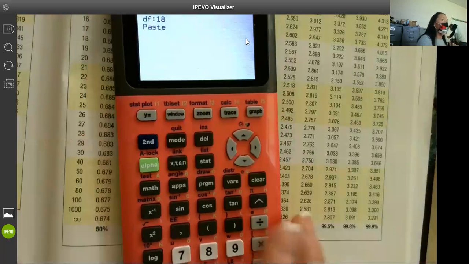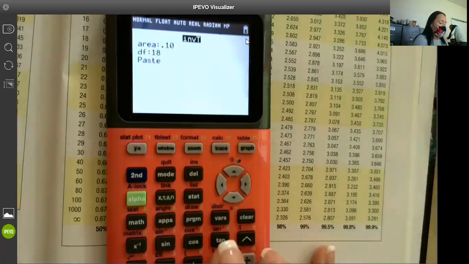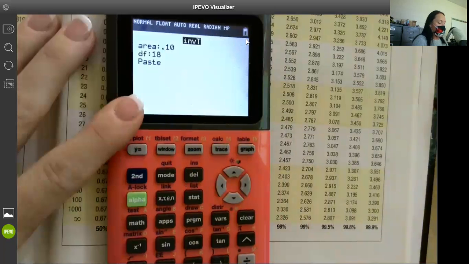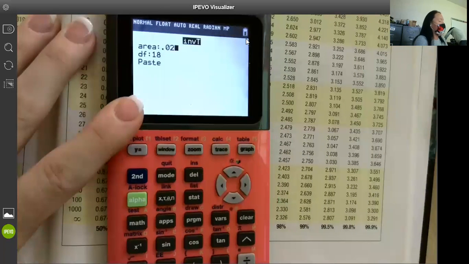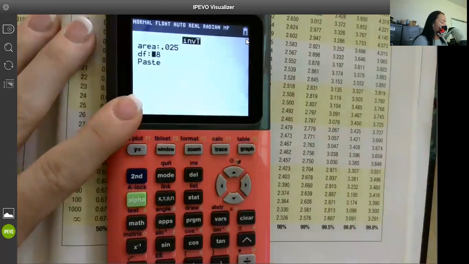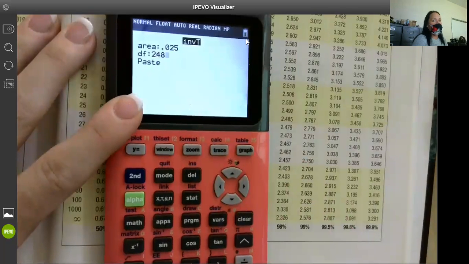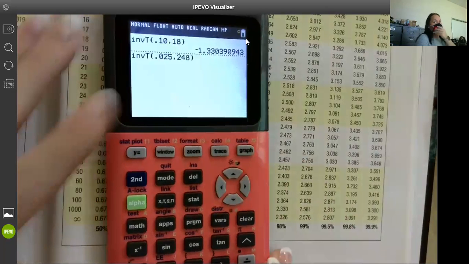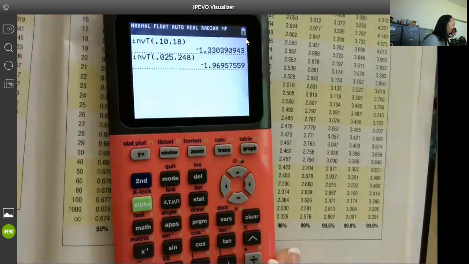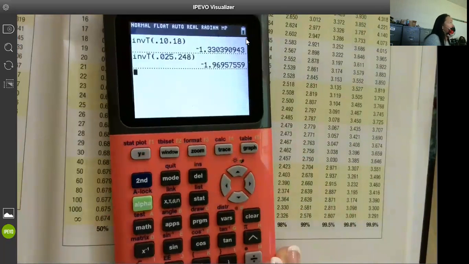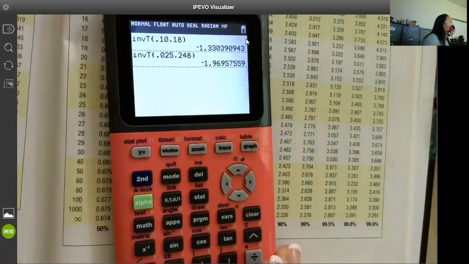If we want a 95% confidence, what's our area? 0.025, right? There's 5 left, and then split it in half. Our degrees of freedom, it said, was 248. And we get a lot different, right? You guys see that? You will get it wrong on your test if you give me this answer and it asks you to use the table. Fair enough? Y'all understand what I'm saying?